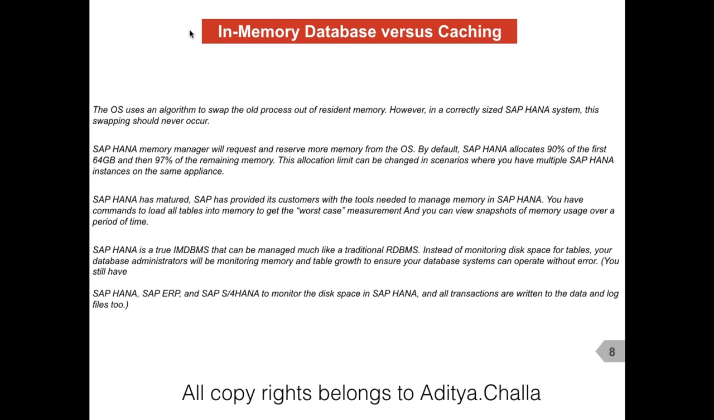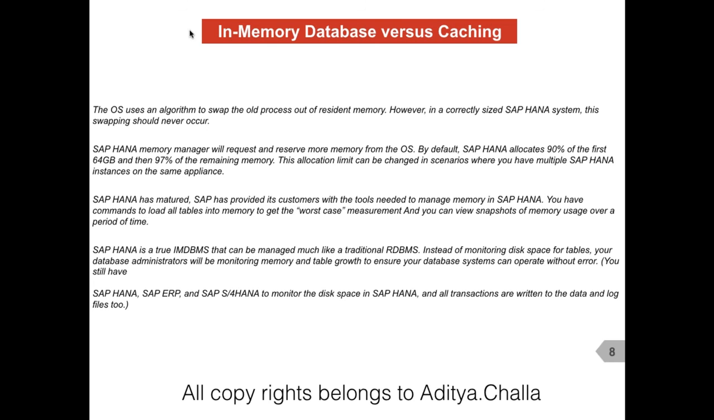SAP HANA is mature. SAP has provided its customers with tools to manage the memory on the platform. You have commands to load all the tables into memory to get the worst-case measurements, and you can also take a snapshot of the memory usage over a period of time. So the in-memory database will give the complete picture. It also compresses the data into the columnar store and stores the information using less memory, so performance will increase automatically.